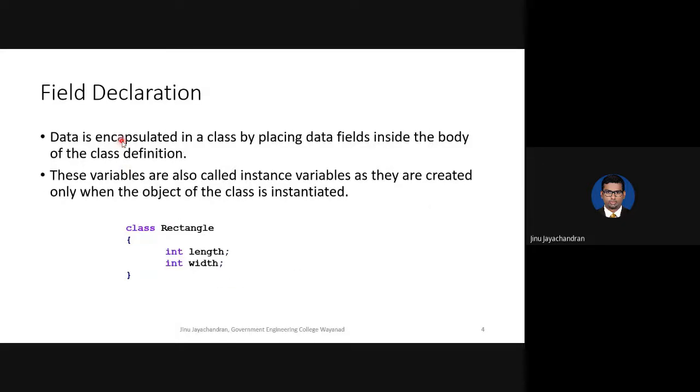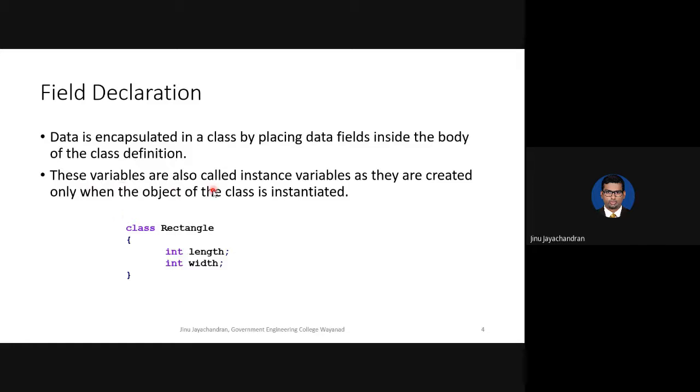So a field declaration is basically declaring a variable in the class. Data is encapsulated in a class by placing data fields inside the body of the class definition. So, for example, class Rectangle is a class named Rectangle. The fields or the variables inside the class are length and width, which are of type integer.